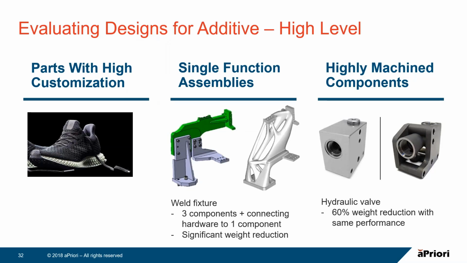First of all, parts with very high customization. This is an example of a shoe that Adidas is working on, a product line they're proposing of custom shoes for each individual person. So you get essentially a scan of your foot, and you get a running shoe that's printed to support your foot exactly the way that it is. So that's going to be a different part for every single person.